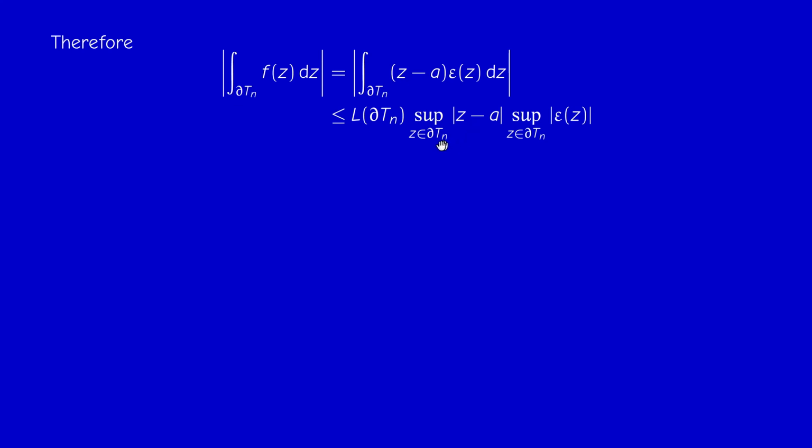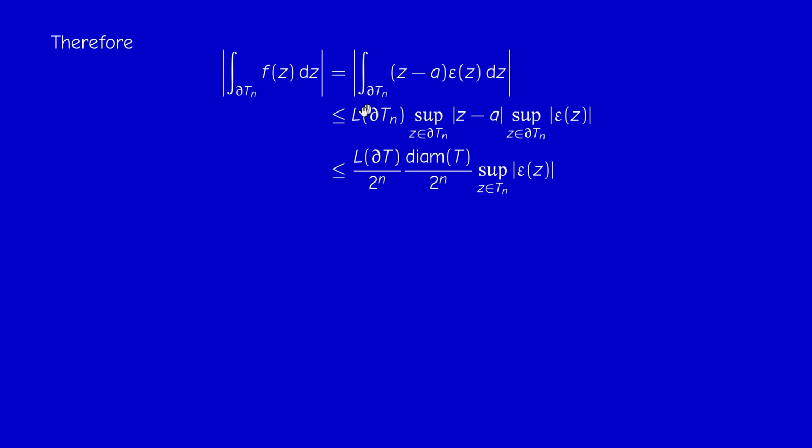Now, A need not be in the boundary. Z is in the boundary, but A is not in the boundary, actually. But it's not a big deal, because the supremum over the boundary is less than the supremum over Tn, which is the diameter of Tn. And the diameter of Tn, as you observe, is the diameter of T over 2 to the n, right?